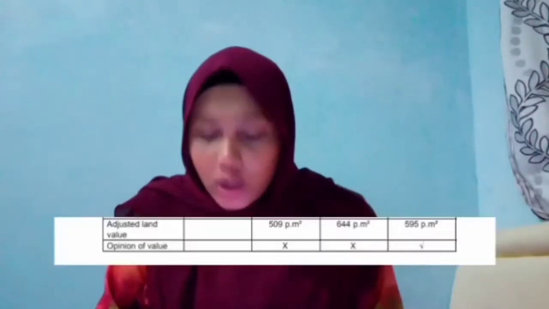So, as you can see, we choose lot 856 because it is the least adjustment we have, because the total adjustment is 0. So after we choose the lot that we want to compare with our subject property, we will times the price with the land area of subject property.